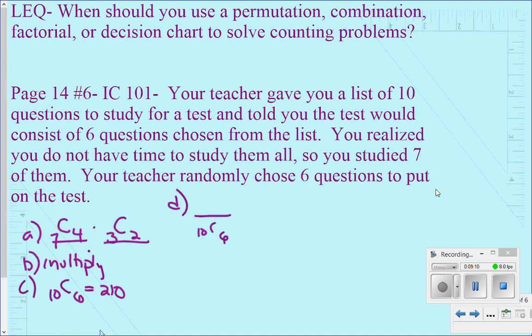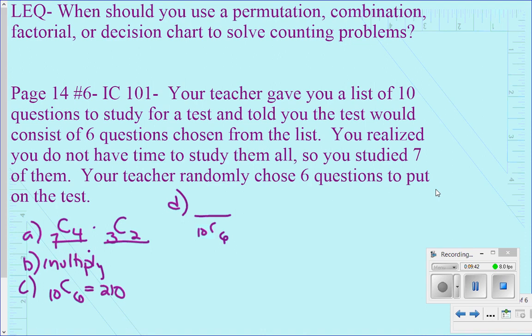Well, if I was looking for, and D, we're not doing this, but I'm just giving this as an example. If I was looking for the probability that the teacher was going to pick 4 from the 7 you studied and 2 from the 3 you didn't study, then I would put this 7C4 times 3C2 over 10C6. Okay, it didn't ask for that, but again, we were just kind of setting this up. So that would be the probability the teacher picked 4 from the 7 that you studied.